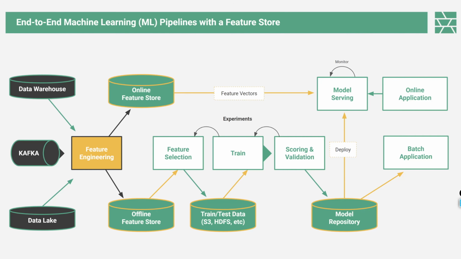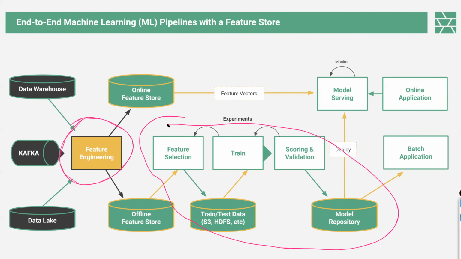So let's put all this in context, and we're getting near the end of the slides. Your feature store needs to exist within the context of an end-to-end machine learning pipeline. We talked a good bit about feature engineering, and you need a data science platform to create your models, and you'll need some model serving infrastructure as well.